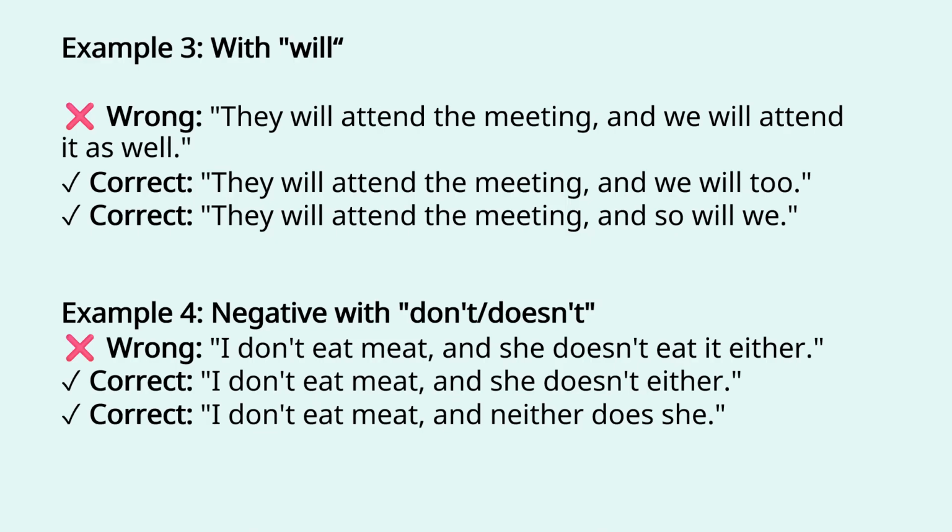Example 3 with will. Wrong: "They will attend the meeting, and we will attend it as well." Correct: "They will attend the meeting, and we will too." Correct: "They will attend the meeting, and so will we." Example 4, negative with don't, doesn't. Wrong: "I don't eat meat, and she doesn't eat it either." Correct: "I don't eat meat, and she doesn't either." Correct: "I don't eat meat, and neither does she."